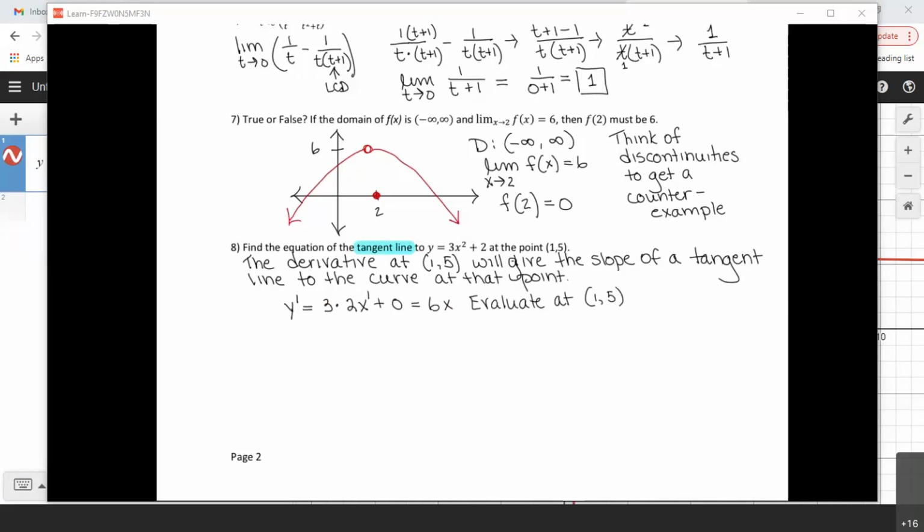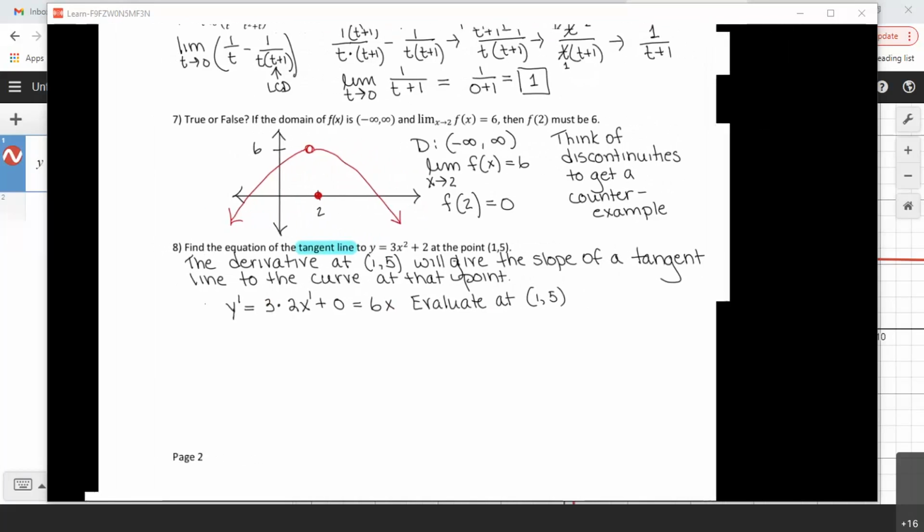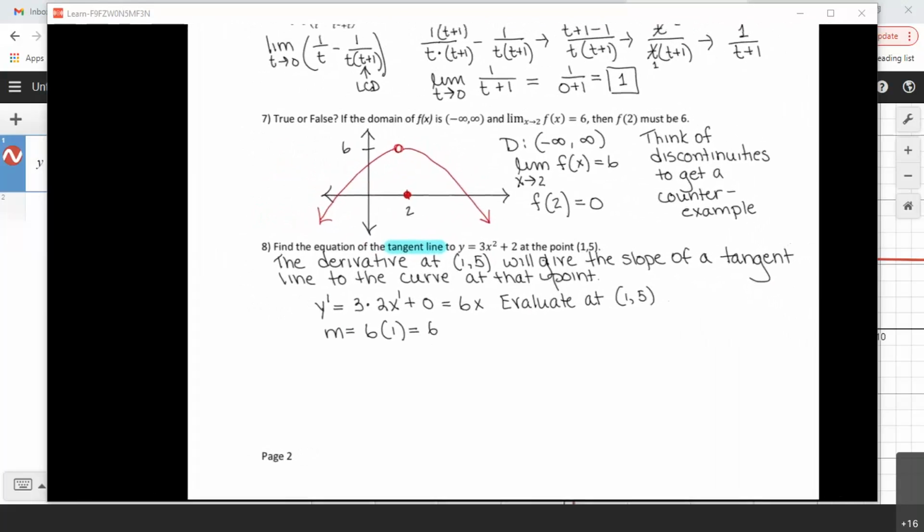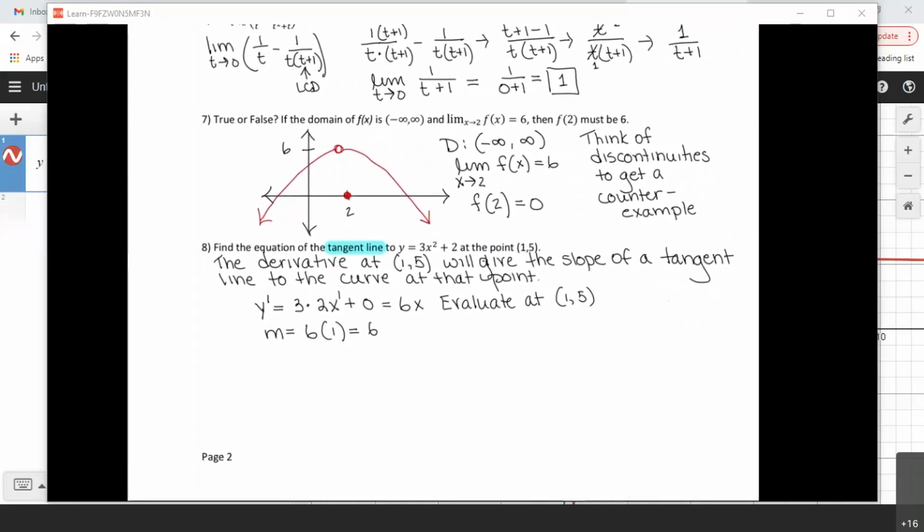Okay, there's no y value to plug in, but I can plug in the 1. So my slope is going to be 6 times 1, which is 6. That's the slope of my tangent line.